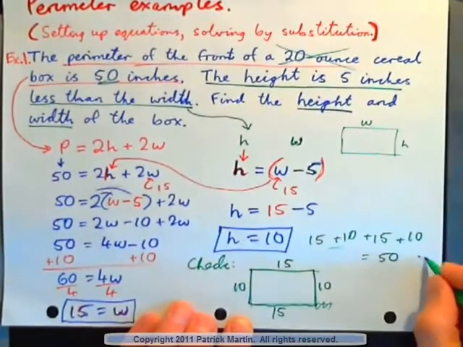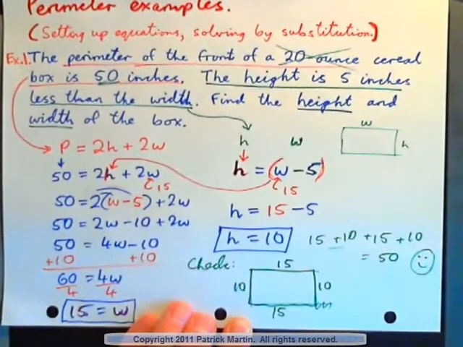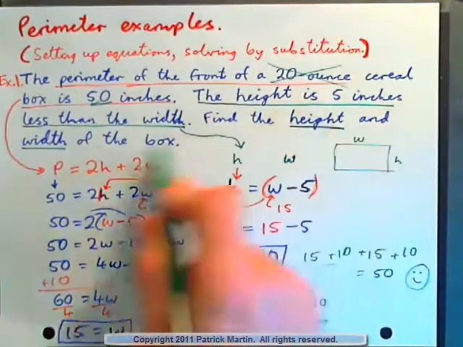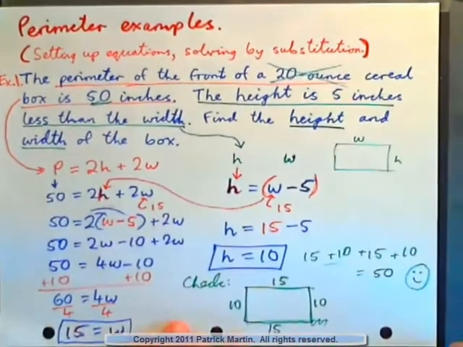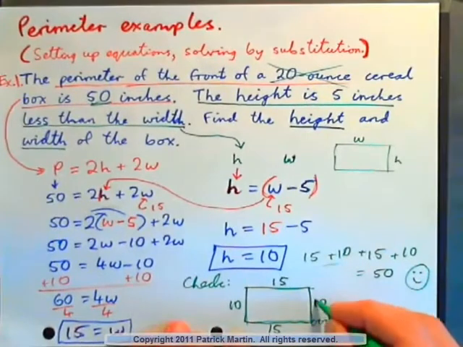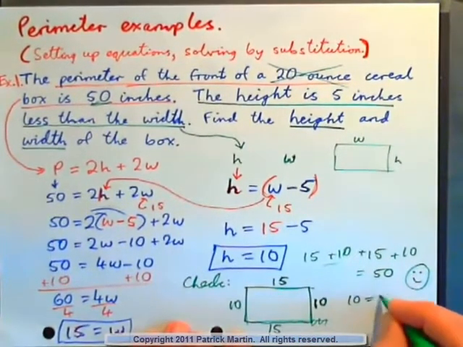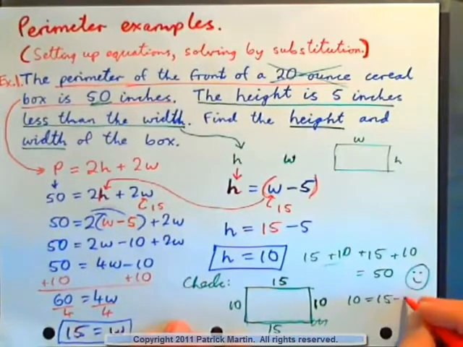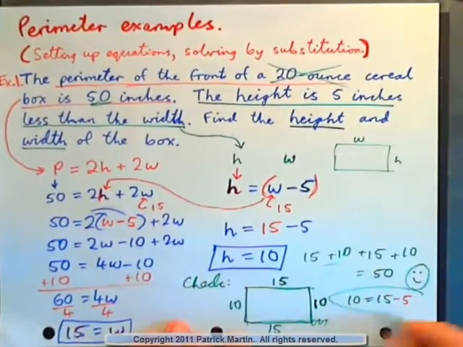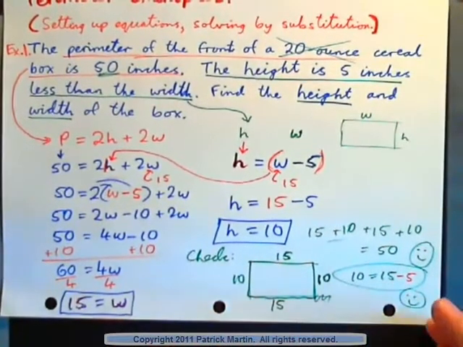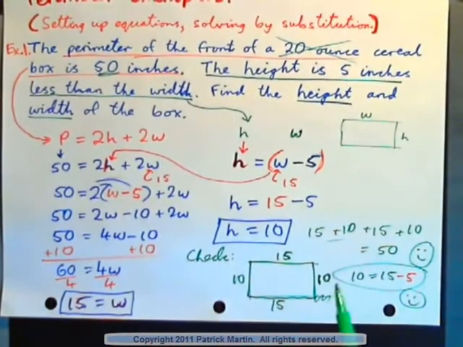25. That does give 50, doesn't it? And also it should say that the height is 5 inches less than the width. And we have that the 10 is 5 less than 15, isn't it? So 10 equals 15 minus 5, right? And this also works out. Anyway, it's a very weird cereal box. I've never seen one like it, but that's the answer.